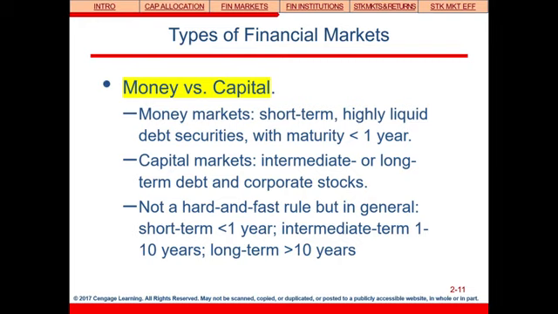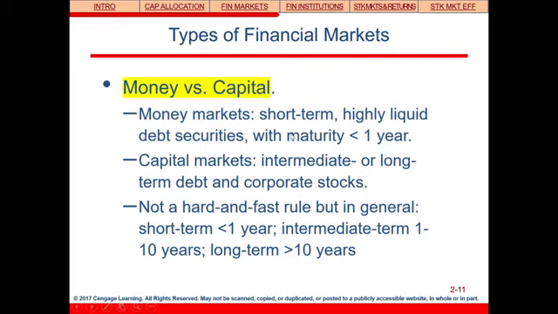So money markets are markets where they trade short-term, highly liquid debt securities with maturities below 1 year. This must be short-term because the maturity is below 1 year. And because it's short-term, it's highly liquid. And it can only be debt securities. It cannot be equity because equities have no maturities. In other words, the maturity is infinity, or much longer than 1 year, right?